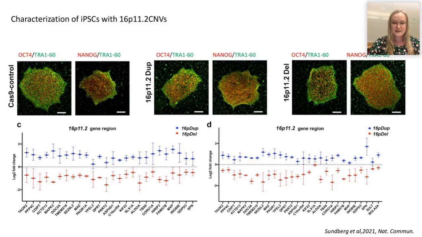Then we differentiated these iPS cells into neural precursor cells, and in panel D, we show that these cells still retain their copy number variations. As shown in blue, the 16p duplication cells have increased expression of these markers, whereas the 16p deletion cells, shown here in red, have decreased expression of these markers.